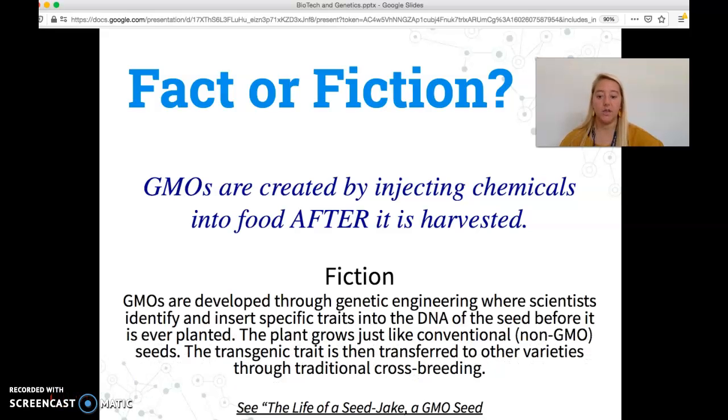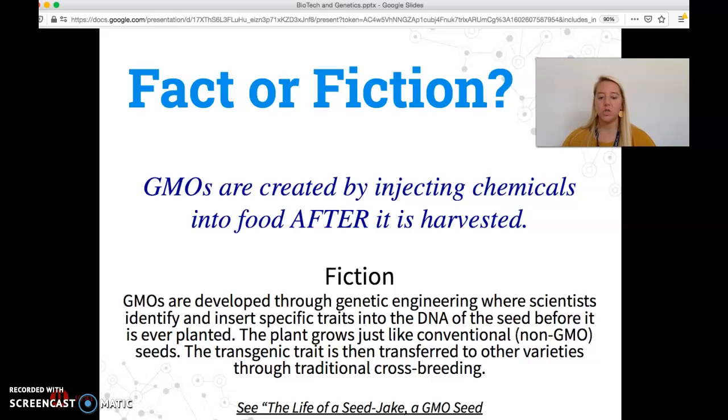This is actually fiction. So this is something I thought. This was so common of a misconception that I thought that's what it was. I actually thought that we radiated the plants and that's what a GMO was. That's how bad of a perception I had of GMOs. That's not true. So GMOs are developed through genetic engineering where scientists identify and insert specific traits into the DNA of the seed before it's ever even planted.